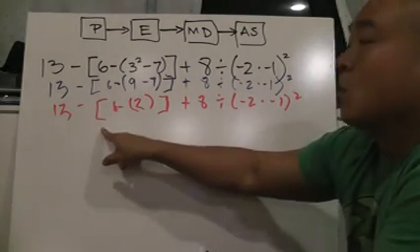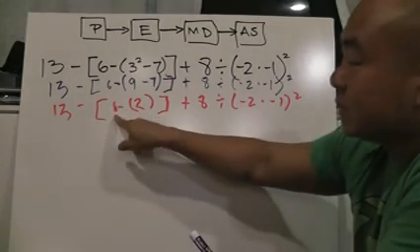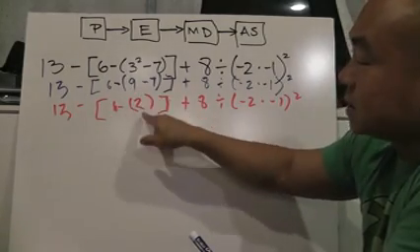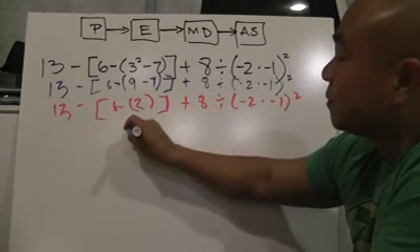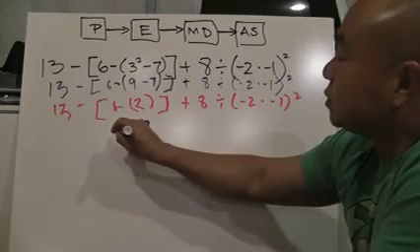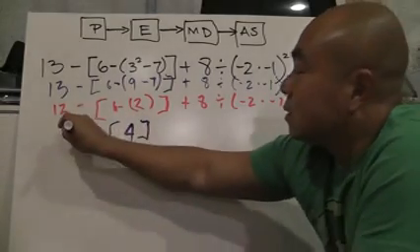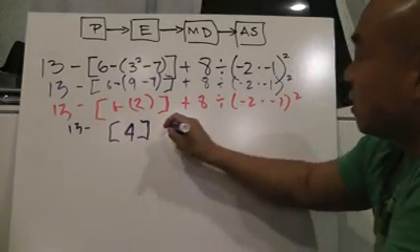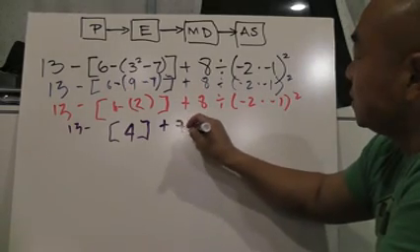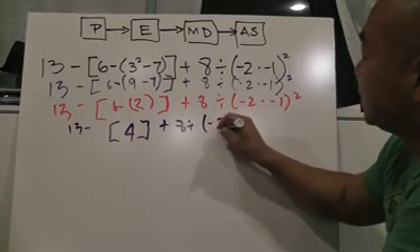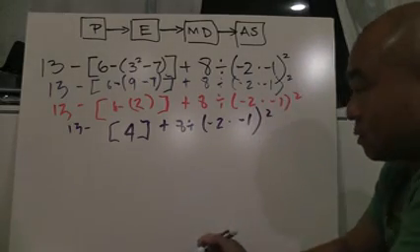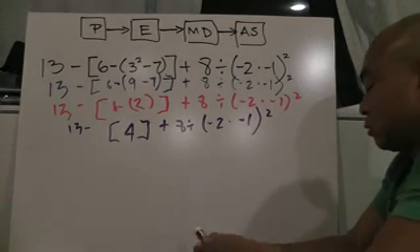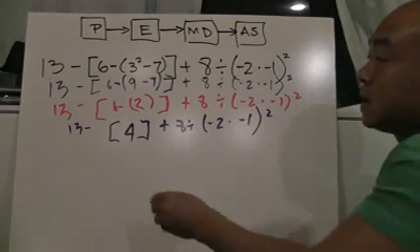Now again, we're still working on this bracket right here. So now we have 6 minus 2, and 9 minus 7 is how I got the 2 right here. So 6 minus 2 is just going to give us 4. And again, I'm just going to put this in brackets: 13 minus 4 plus 8 divided by negative 2 times negative 1 to the second power. Kind of getting better, a little shorter now. Alright, move on to the next color.